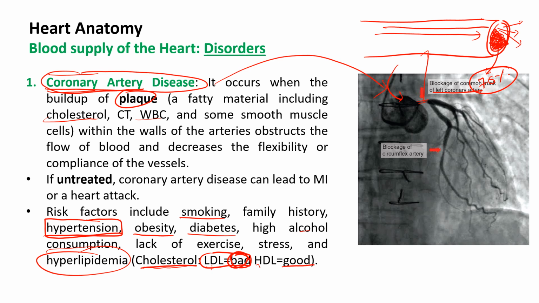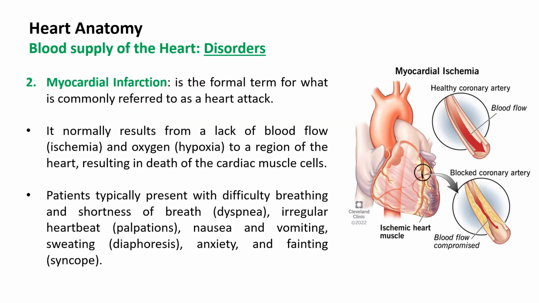Also, this plaque, atherosclerosis, is something that eventually, if the blood pressure keeps high, can rupture and generate a blood clot that can completely blockade the blood supply and generate what we call an MI, or myocardial infarction. What is myocardial infarction? It's the formal term that we use when somebody has a heart attack.